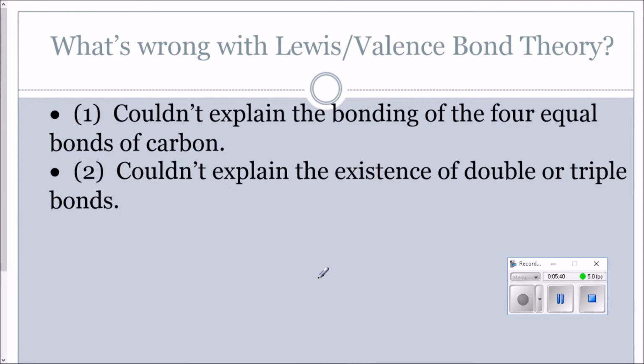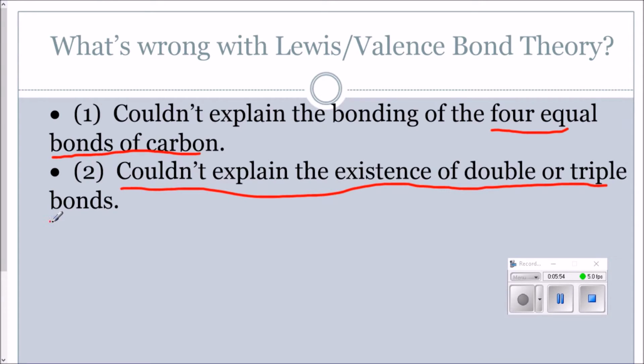Now there are some very specific problems with this. One of the problems with valence bond theory is that it can't explain the four equal bonds of carbon, which we'll explain in a moment. And it also can't explain the existence of double or triple bonds.